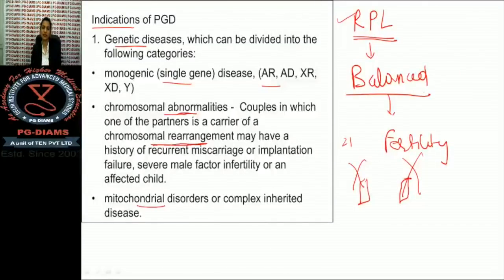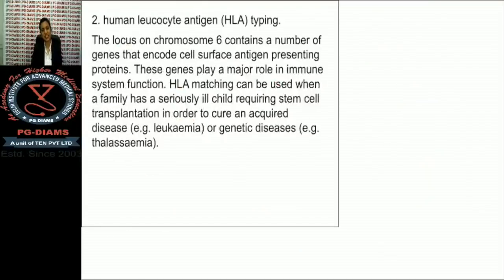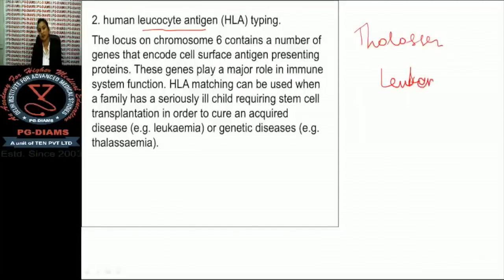Couples in which one of the partners is a carrier of chromosomal rearrangement. Then mitochondrial disorders or complex inherited diseases. HLA antigen, this is another interesting indication of doing PGD. Suppose there's a couple who has an offspring with a condition like thalassemia major or leukemia, a child who basically needs a stem cell transplant, and you cannot find an HLA donor for the child.